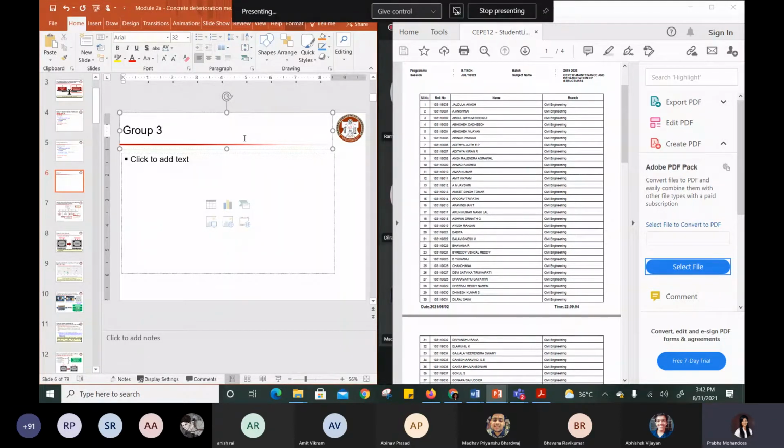Yeah. So can you tell me what in the concrete leads to deterioration? Why does a concrete deteriorate?